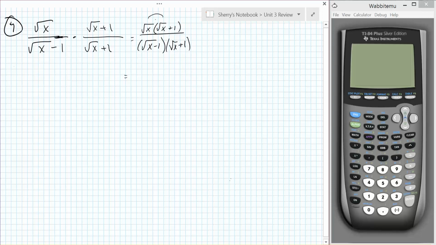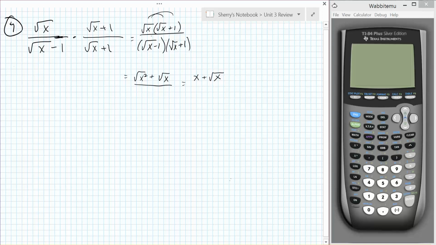On the top, when we go through and distribute, that's going to give us the square root of x squared plus 1 times the square root of x. The square root of x squared, of course, is just x, and I end up with x plus the square root of x in the numerator.